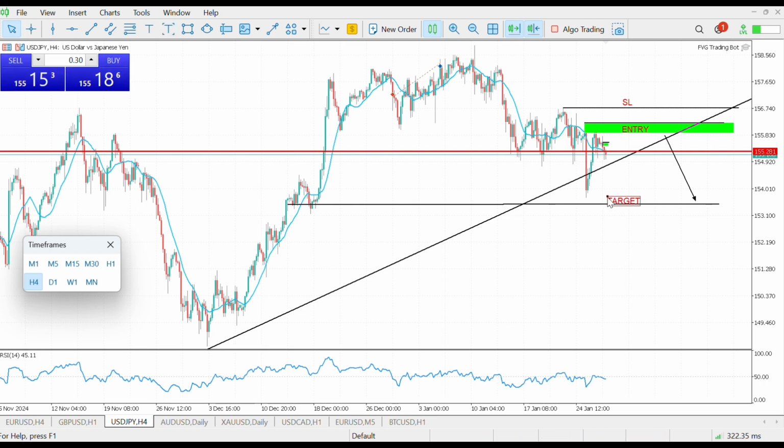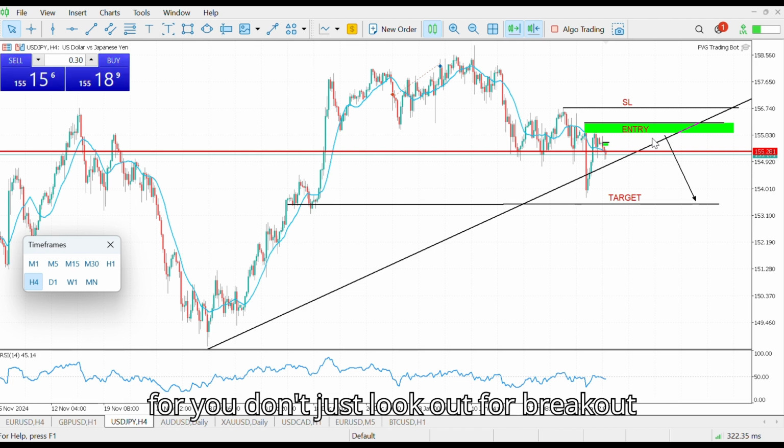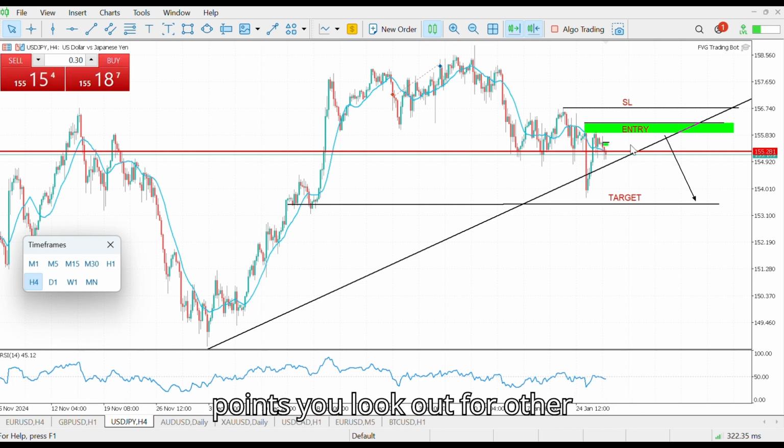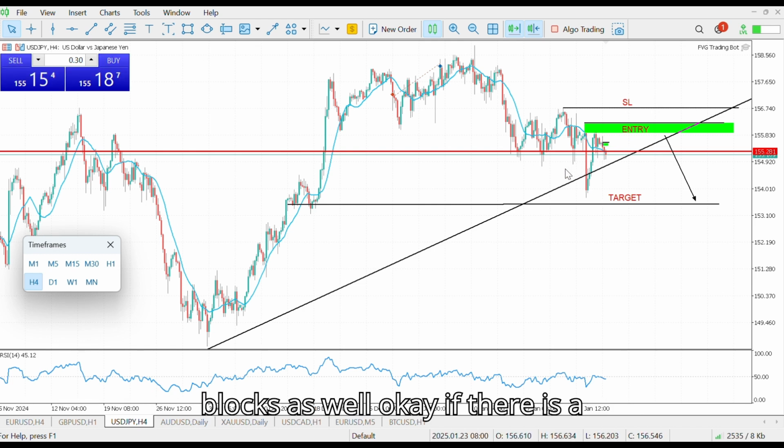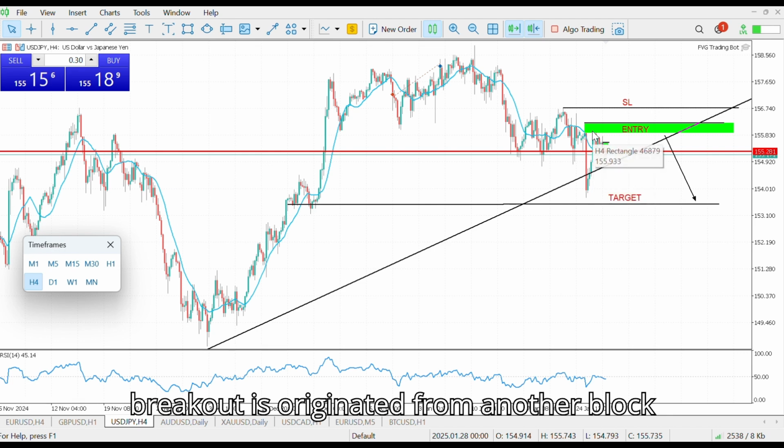Target. So this is the analysis on 4 hours. After the trend, you don't just look out for breakout points. You look out for other blocks as well. If there is a breakout, it's likely that that breakout originated from an order block.